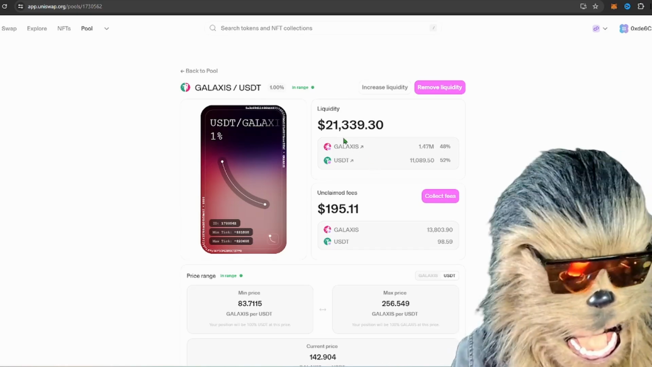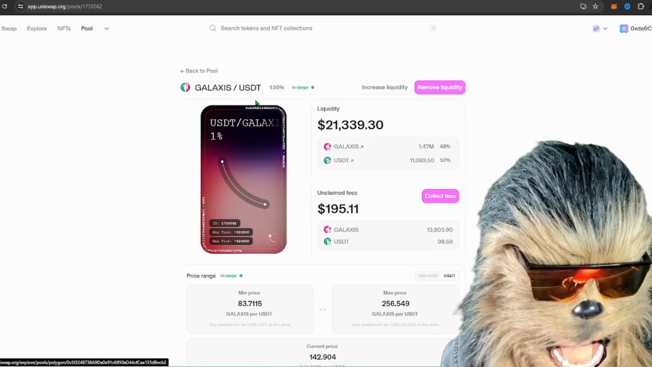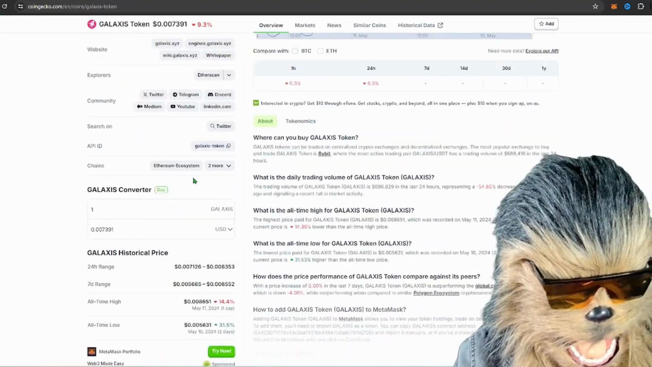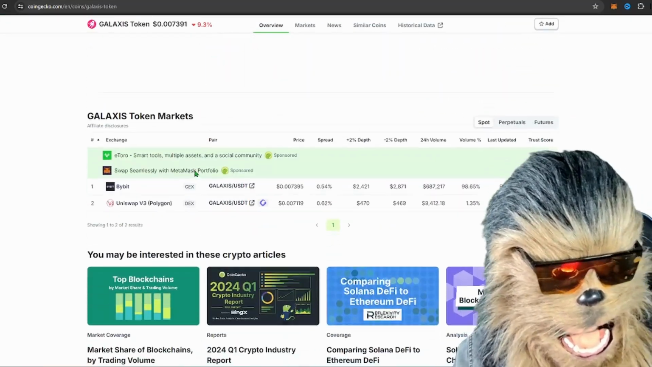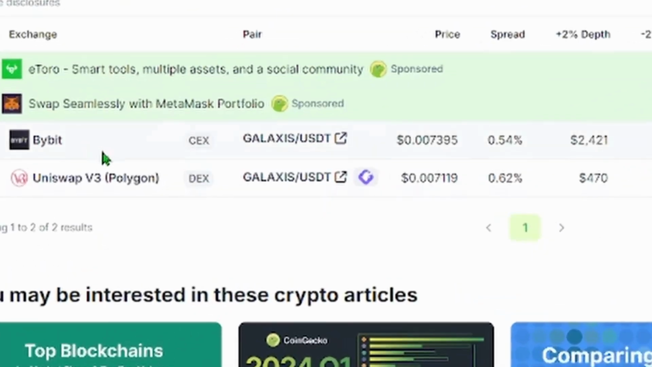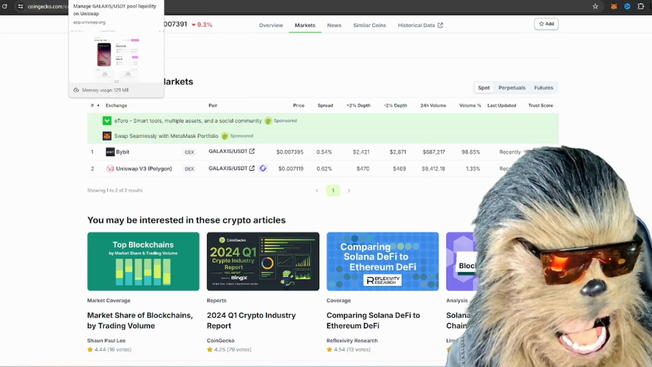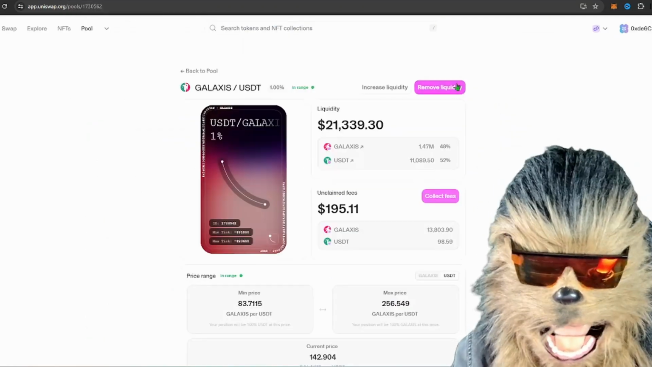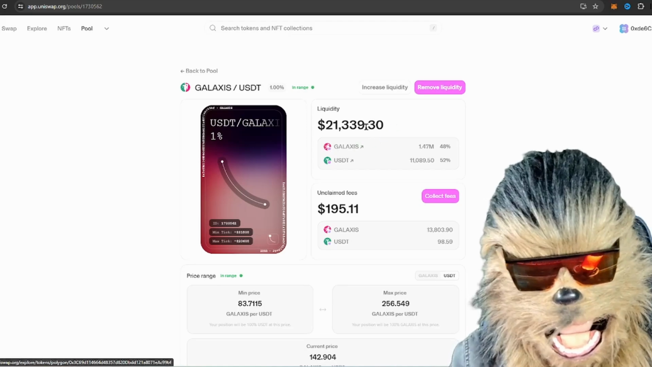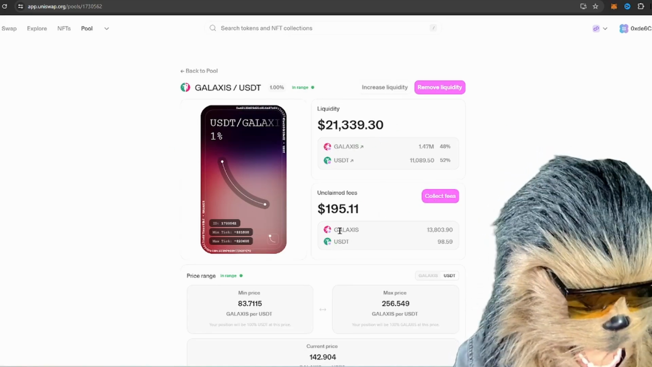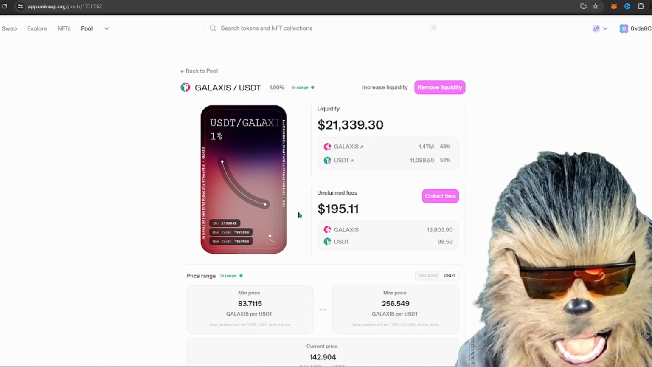Now, there's tons of pools out there. You can select basically any two tokens to pair together. I specifically chose Galaxis and USDT because if you go to the site right here, CoinGecko, you can see on Bybit, that's what it's currently listed as, Galaxis USDT. And I did this on Polygon. Why? Because the fees are so much cheaper from a gas perspective, right? When you do this on Ethereum, it costs over $100 to create your liquidity pool. On here, it was like, what, 10 cents or something, to do it on Polygon.